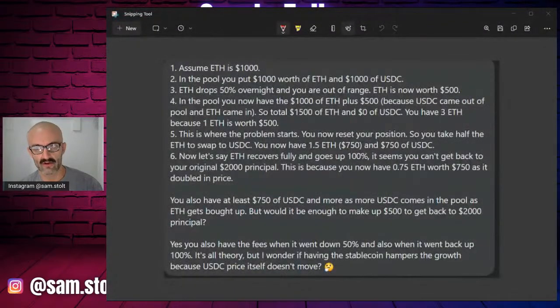Now that we've got this understanding, when you go through and read this, what he mentions is ETH drops by 50% overnight and you're out of range. And then point number 6, now let's say ETH recovers fully and goes up by 100%. It seems you can't get back your original principal, right? And then I'll tell you about a test that I'm actually doing right now.